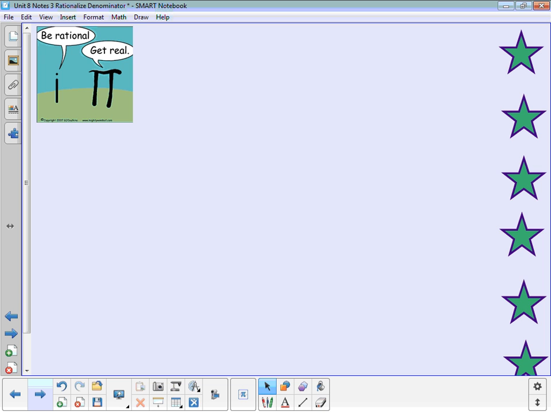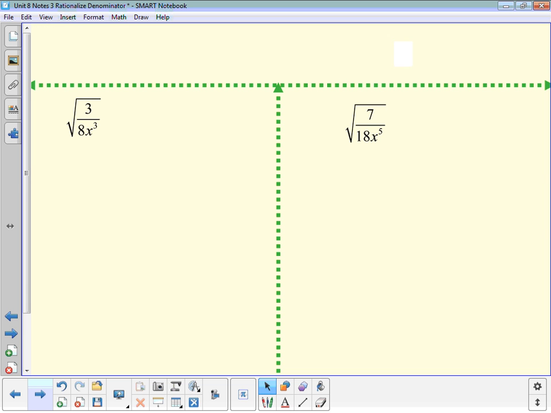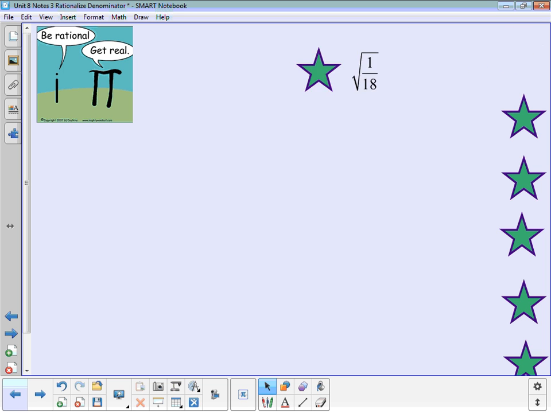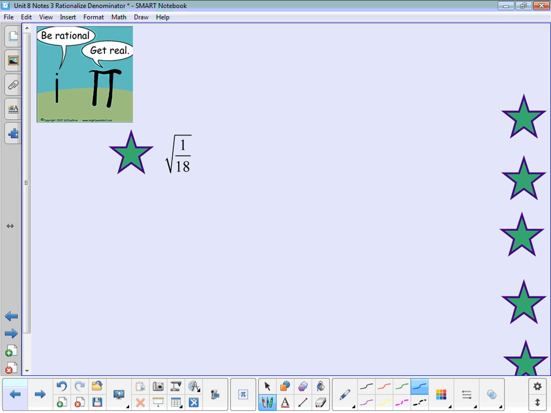Let's take a look at some examples. In number 1, I have the square root of 1 over 18. Okay, so the first thing in my steps was to simplify the radical. I can't simplify the square root of 1, one's already alone. So I can break down the 18.